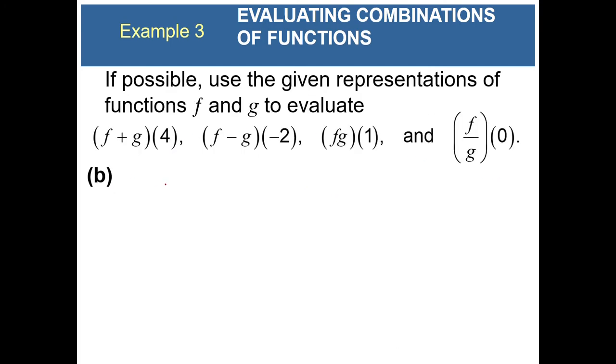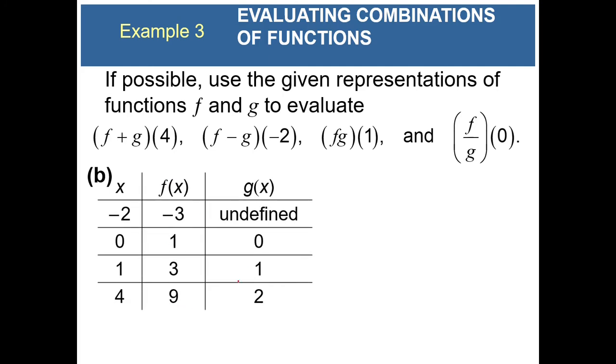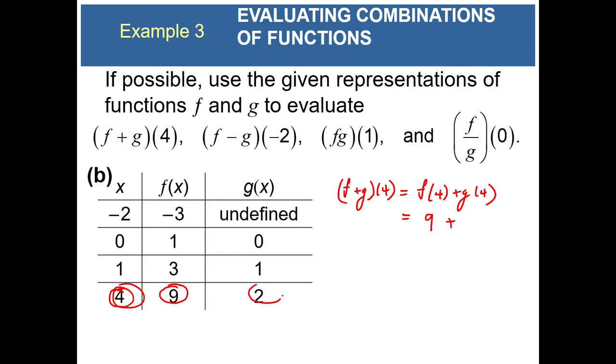In part B, we're going to evaluate this expression for certain values in a table. So let's try f plus g of 4. F plus g of 4 is equal to f of 4 plus g of 4. I'll look for the function f of 4. When I plug in a 4, the output for function f is 9. So that's 9. If I plug in a 4 into the function, the output for g of 4 is 2. So we get 9 plus 2 is 11.